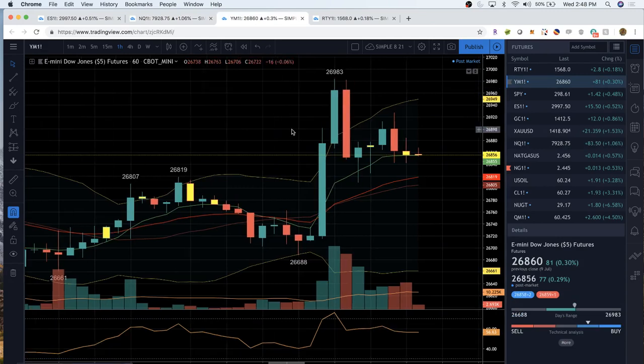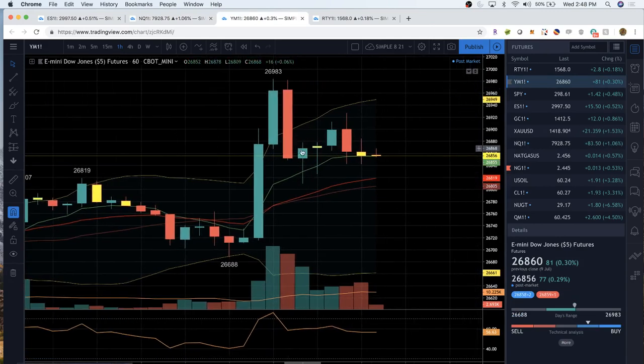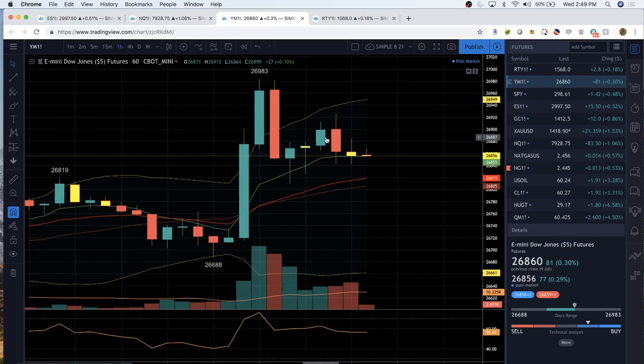4-hour bull flag on YM. We have an EQ, and our levels are 26809, 26688. Our resistance 26842 and 26983. Again, we got that awesome, very acute Bollinger Band curl indicating a volatile move was on the way.